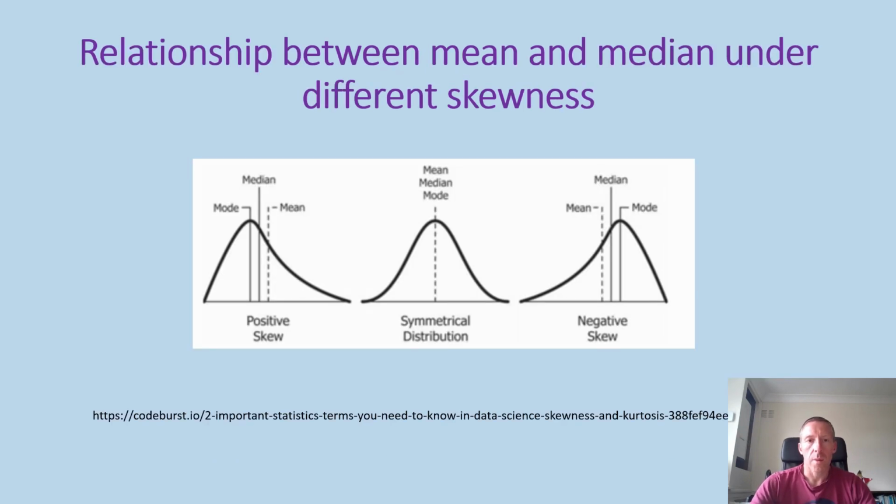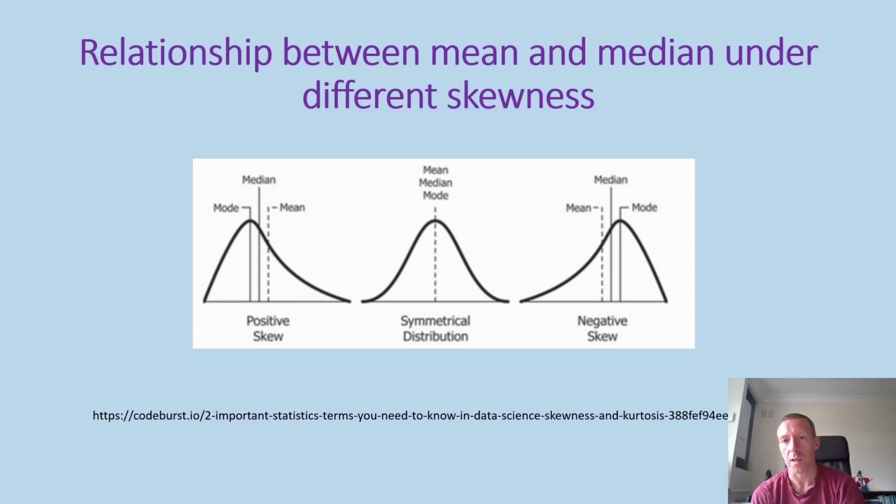I found this online. It's quite a useful image, and it shows you how skew affects the mean, median, and mode. If we have a symmetrical distribution, like a normal distribution, the one in the middle, we're going to talk more about that in a sec, then the mean, median, and mode are generally identical, and the distribution is symmetrical about the mean. If we've got positive skew, because we've got these extreme values, it pulls the mean up, so the mean is higher than the median in this case.